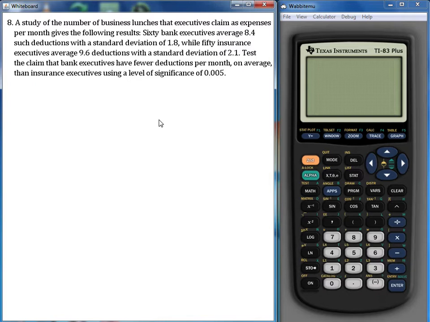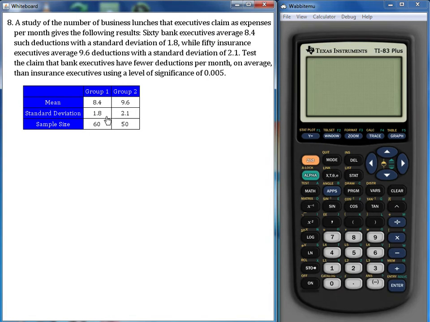So there's a lot of numbers thrown out here. It's probably best to organize everything into a table. So let's do that first. Okay, so what I've done is parsed out the data and put it into a nice table here. I have group 1, which I'm labeling as my bank executives. And group 2 I'm labeling as the insurance executives.